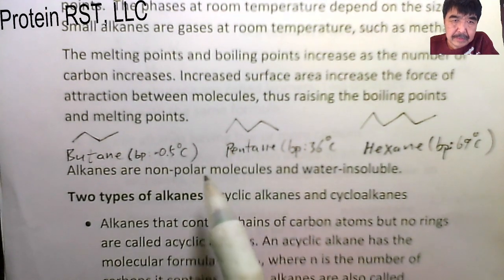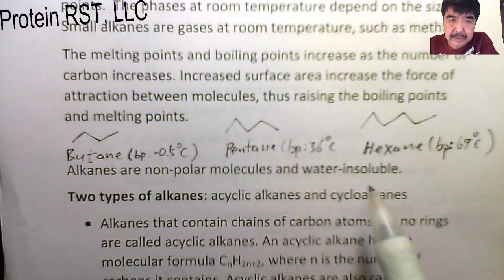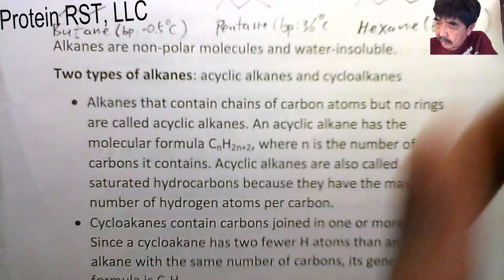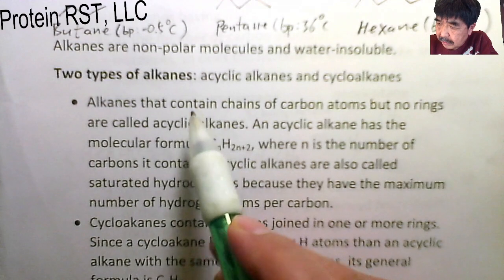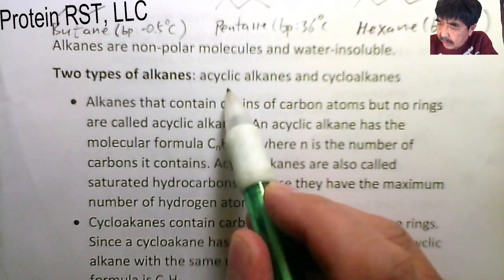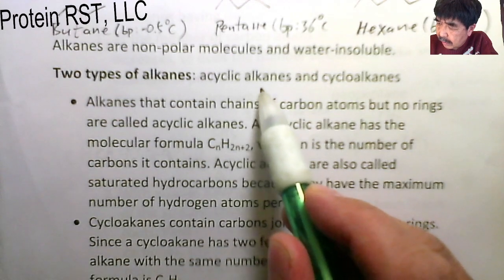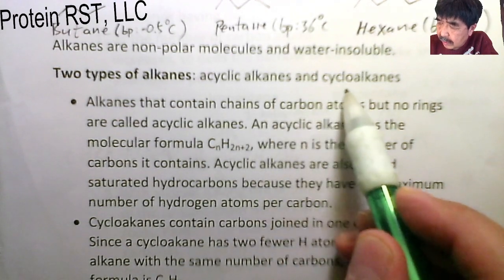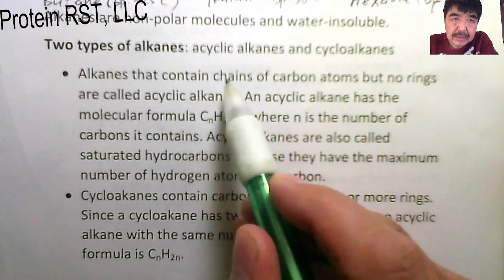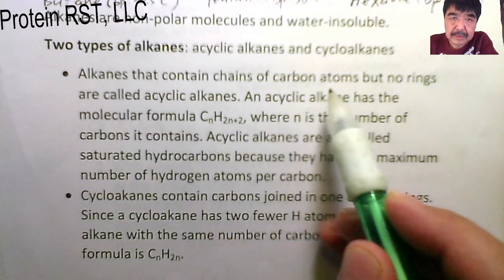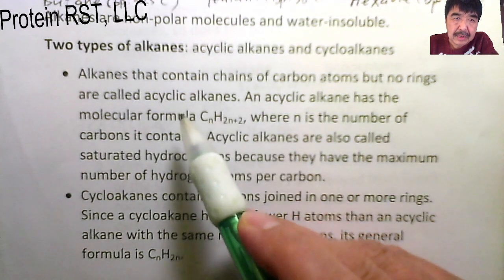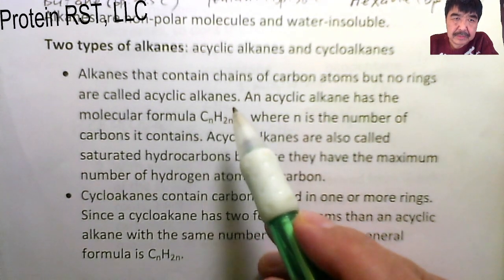Alkanes are nonpolar molecules and water insoluble. There are 2 types of alkanes: acyclic alkanes and cycloalkanes. Alkanes that contain chains of carbon atoms but not rings are called acyclic alkanes.